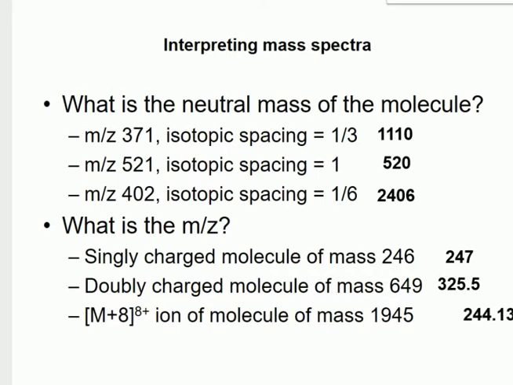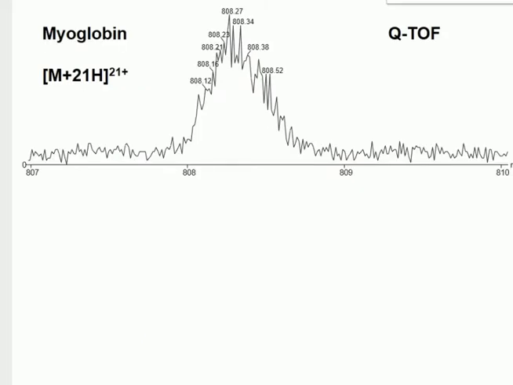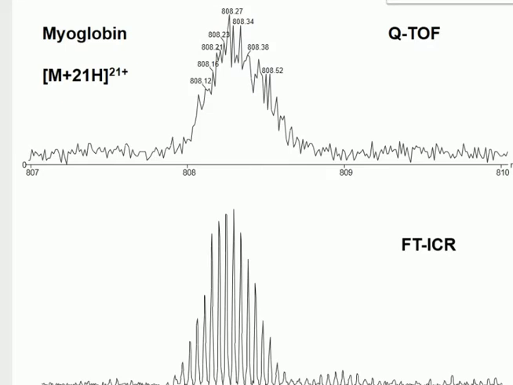Okay. Right, so this slide is included to demonstrate to you the importance of the resolution of the mass spectrometer. If you're looking at a large molecule, myoglobin is about 16 kilodaltons. And if you look at the 21 plus charge state with the QTOF, that's what you would see. Whereas if you look at the same species on an FTICR, this is what you get, okay? Because the FTICR has got much better resolution than the QTOF. With the FTICR, you're able to see each of the individual isotopic peaks, okay?